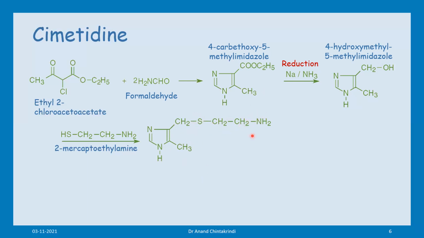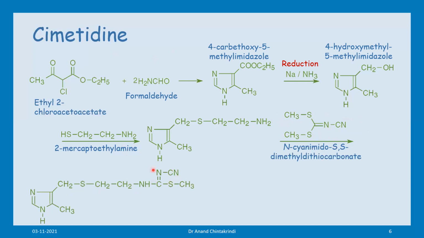Now the next reaction in this drug synthesis, cimetidine, is reaction at this particular center with N-cyanoimido S,S-dimethyl dithiocarbonate. Okay, so this particular molecule is named as a cyanoimido derivative. What we want is formation of this cyanoimido group, which is peculiar to cimetidine. So this cyanoimido group is there.